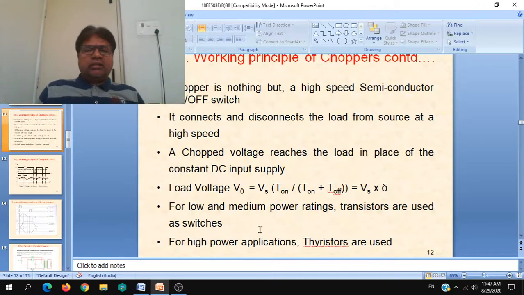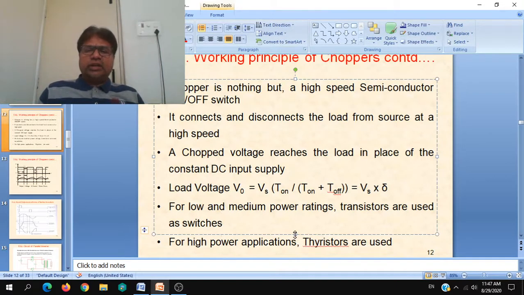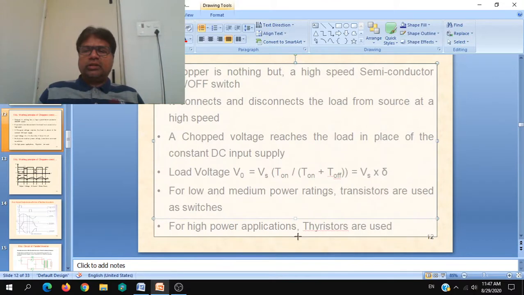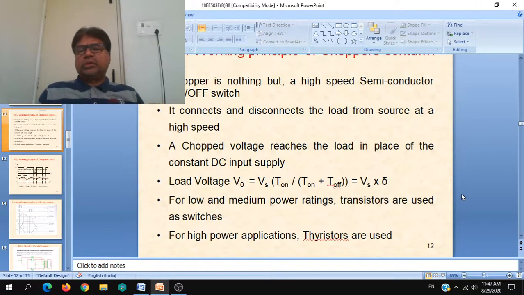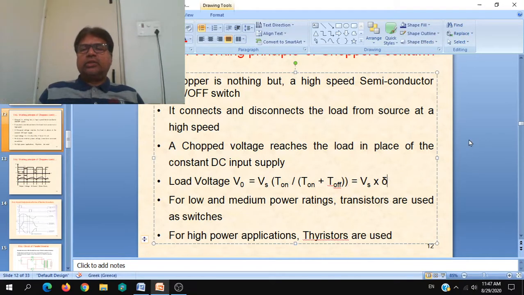You may write or not write this, it is okay. It is up to you. You need not write these things. So just according to the marks, draw the circuit diagram, draw a simple waveform, and write the main concept of the duty cycle.